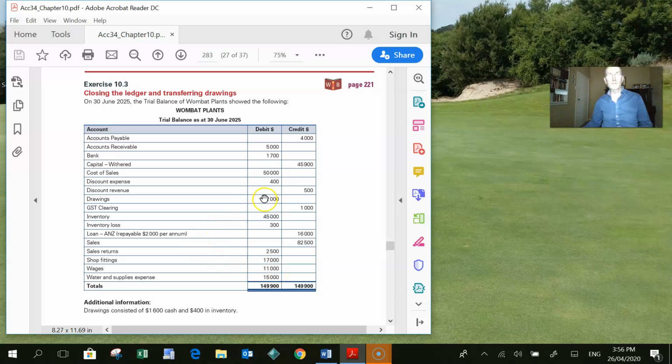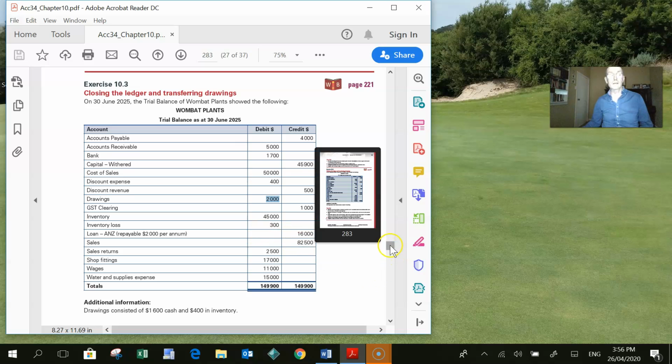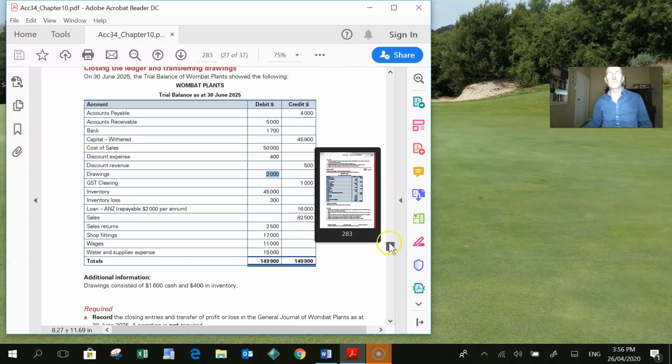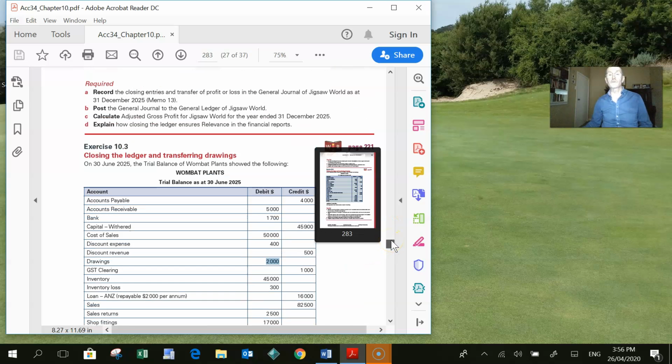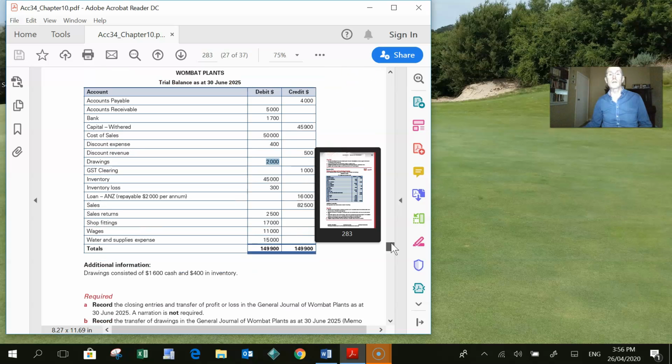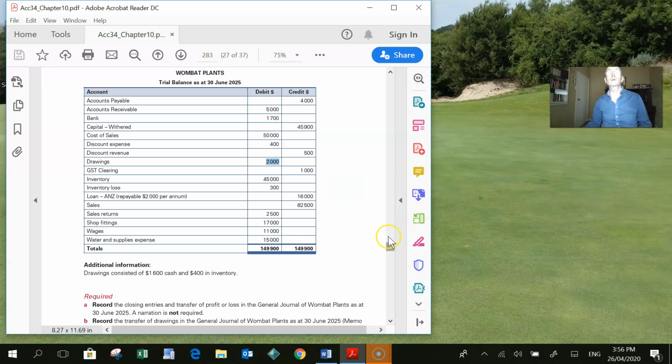If there's drawings, you close that off to the capital account. So make sure that you know the double entry for that. So it's a credit to drawings, credit to capital. All right, and any associated theory questions, answer those as well in your workbooks. All right, so any problems, just pop in during Google Meet, but I think most of you should be very comfortable chugging away from 10.3 all the way through to 10.7.